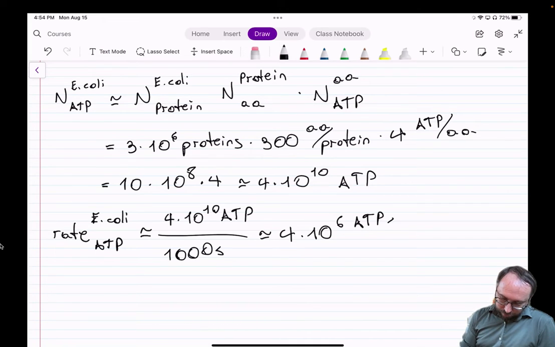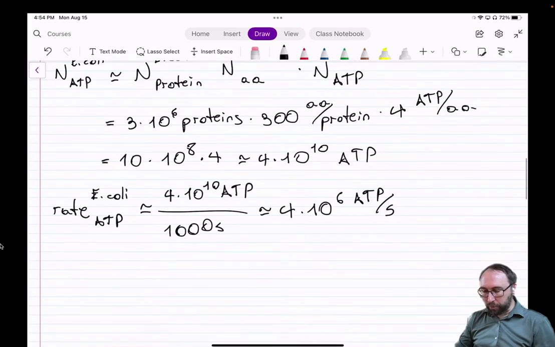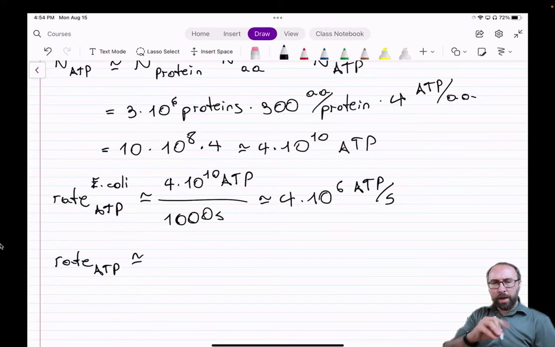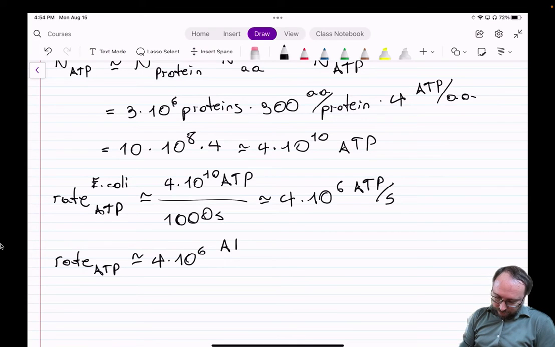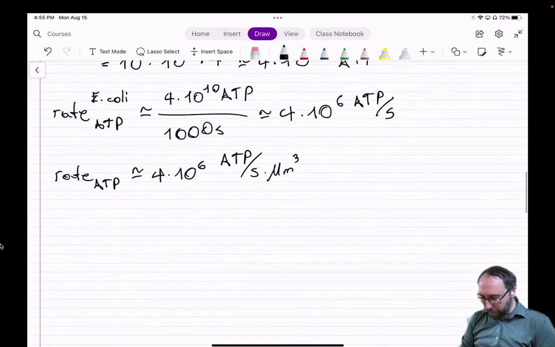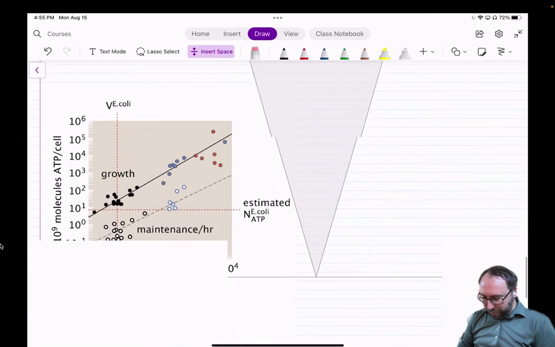ATP molecules per second. Okay, and because E. coli, if you remember, the volume of E. coli is on the order of 1 micrometer cube, so the rate of ATP consumption is on the order of 4 times 10 to the 6 ATP per second per micrometer cube. Okay, all right, so does this make any sense?